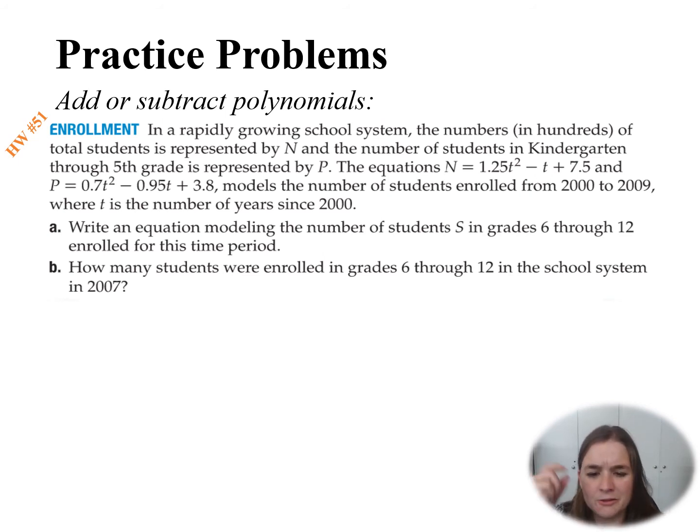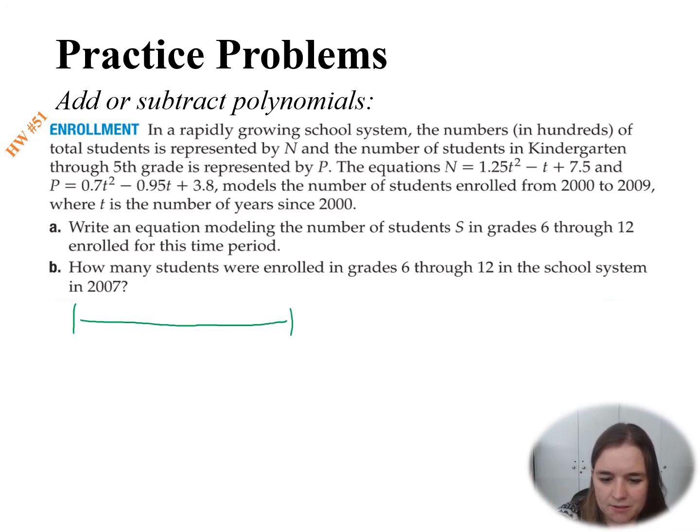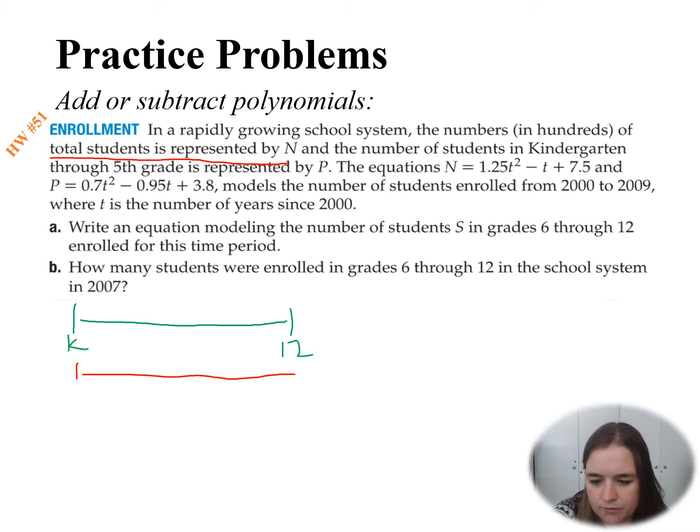So the first thing I'm going to do is draw a little picture to help me understand what's going on here. I'm talking about a school system. So I have kindergarten through 12th grade. And I know that total students is represented by n. So I know that from kindergarten to 12th, I have n students. I have that equation. But then I also have an equation for p. P is telling me kindergarten through 5th grade. So kindergarten through 5th grade.